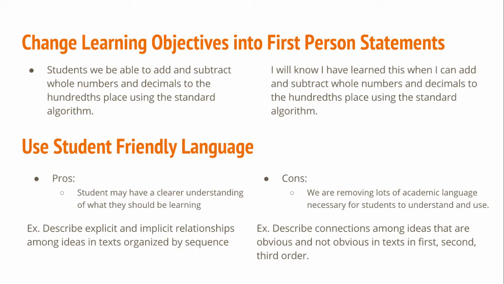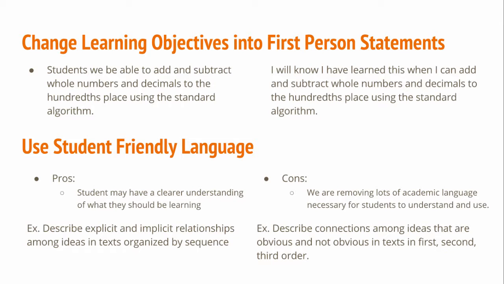Explicit and implicit don't exactly mean obvious and not obvious, so that's not exactly what we're trying to do in the learning objective. And we've pulled out the word sequence, which is really an important word for our students to understand, to know what sequencing is in a text that is sequenced in first, second, third order. So there's the pros and cons.